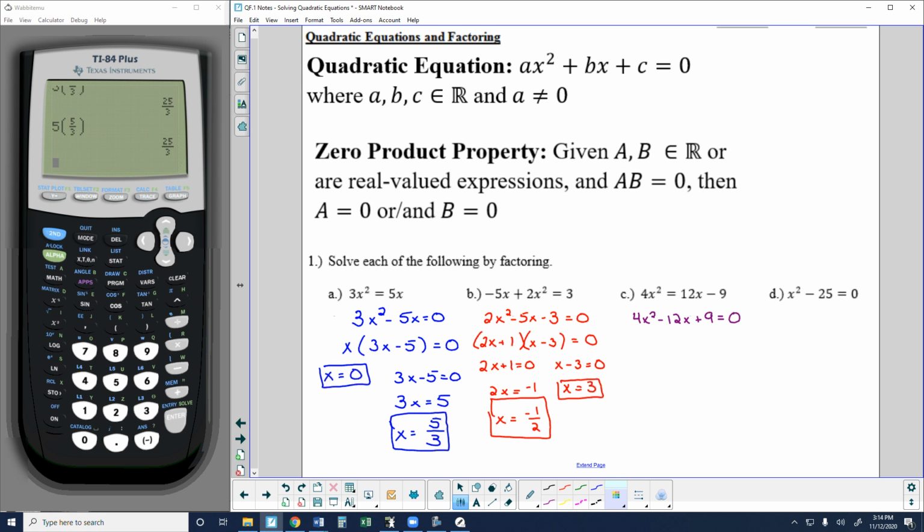I need to factor this expression. So there is no GCF. Again, it's a quadratic trinomial like the last one. I'm going to try to factor that down into two binomials.